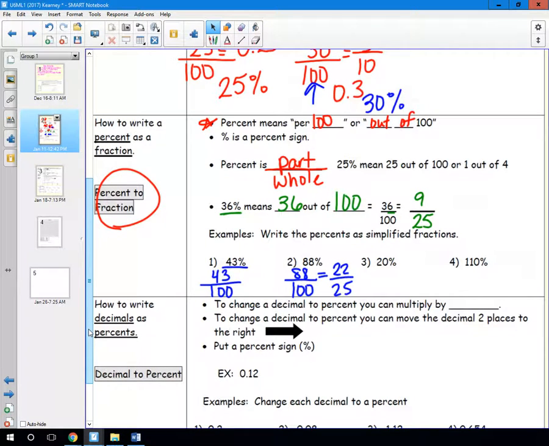So you could either pause the video now and try number 3 and number 4, or when you are done with the video, I would love for you to come back and try those, because I'm going to want to check those when you come to my station later.